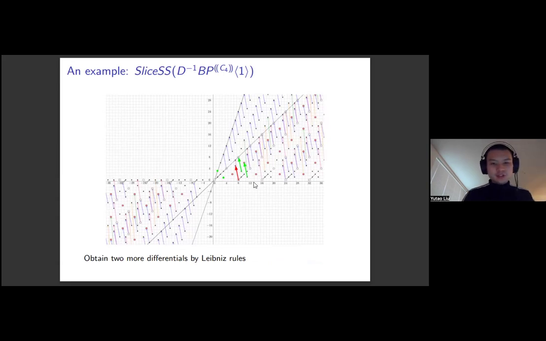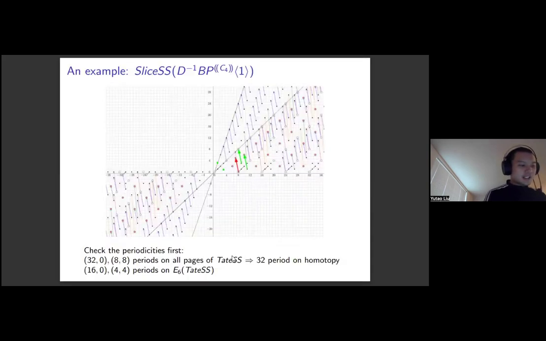So before we continue, I want to recheck the periodicities we have. First, in the F0 Tate spectral sequence, we have the periods of (32, 0) and (8, 8), which implies the 32 period in homotopy. But in fact, if you consider only the E6 page of the Tate spectral sequence, you can halve these periods. You can show that you will have the (16, 0) and (4, 4) periods only on this page. When the page becomes larger, you have to increase the periods to these final periods.